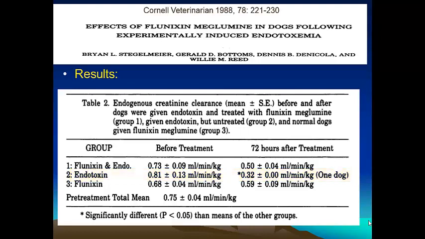So what this is telling us is that flunixin is basically protecting the kidney from the effect of the endotoxin, even though flunixin on its own appeared to also affect or lower the function of that kidney.